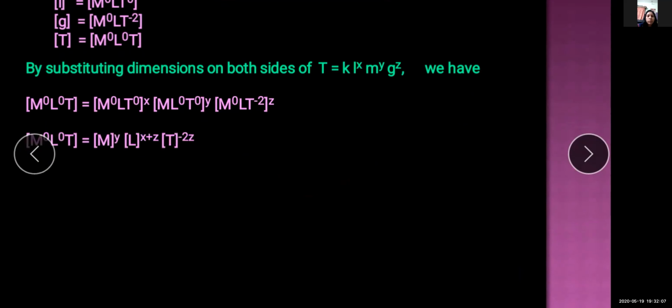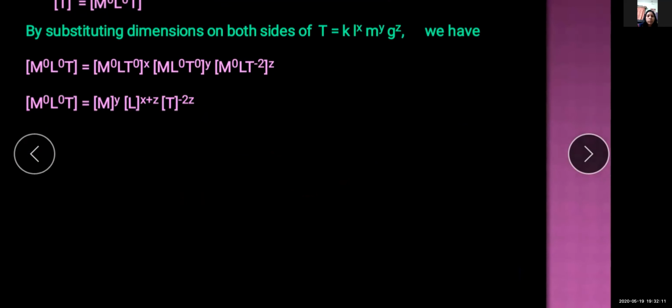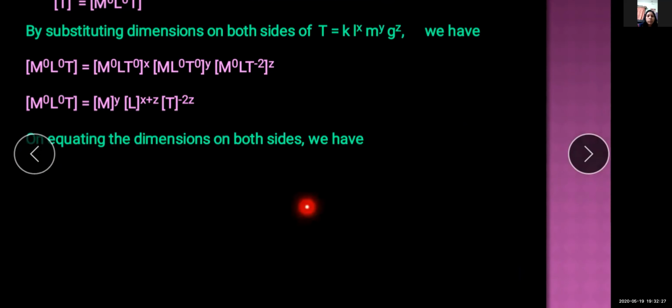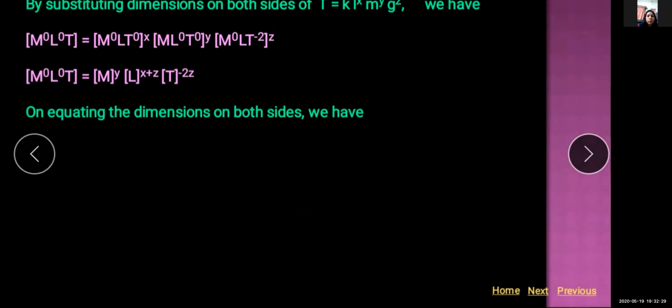Okay, so on solving this, you will get M^0 L^0 T^1 equal to M^y L^(x+z) T^(-2z). Apply the mathematical relation. So we will get equations of dimension on equating dimensions on both sides. Now we have to compare the dimensions on both sides.